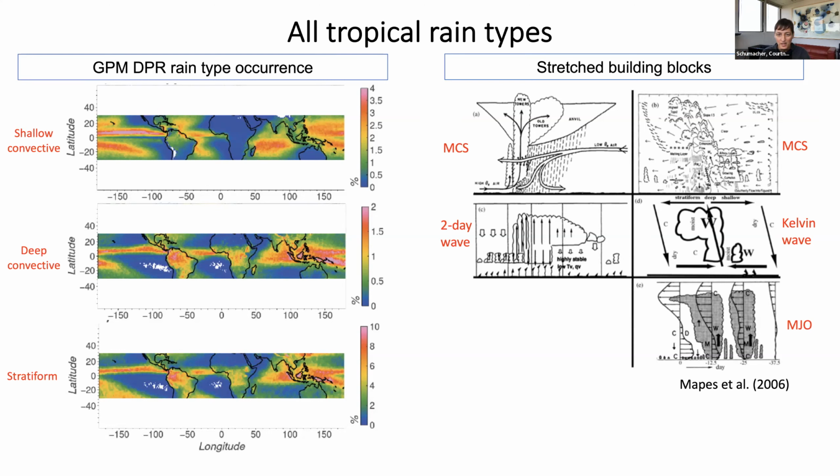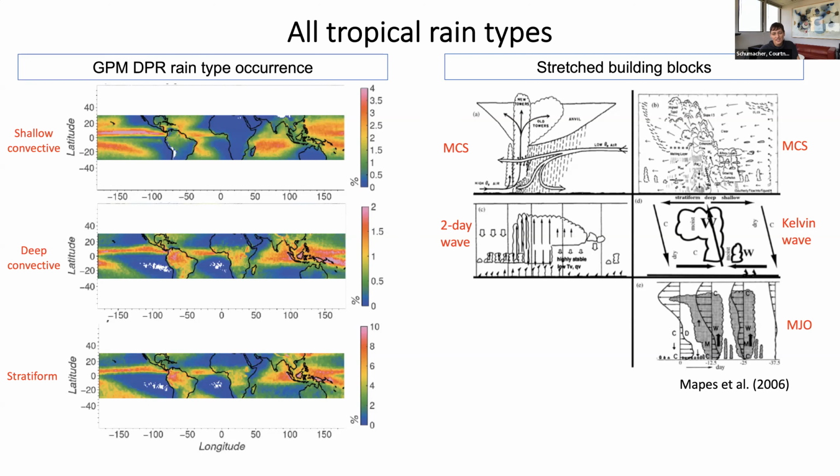It's the stretch building blocks, where there's this idea over scales from MCSs, mesoscale convective systems, to 2-day waves, to Kelvin waves, which are more like 4 to 5 day events, to the MJO when we're talking many weeks. So this intraseasonal oscillation. The relative importance of each of these types is extremely important to these synoptic scale and longer events that cause a lot of rain in the tropics.